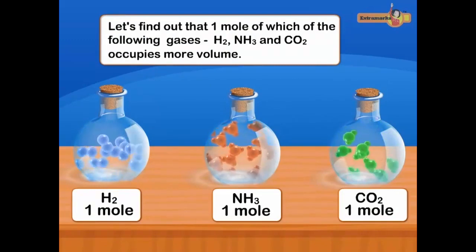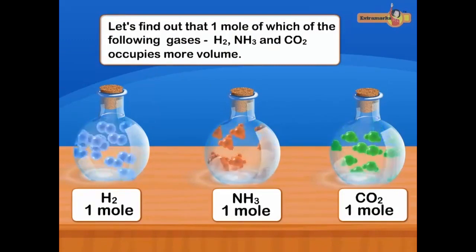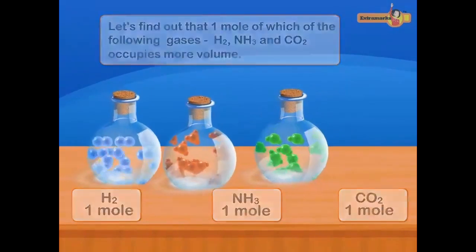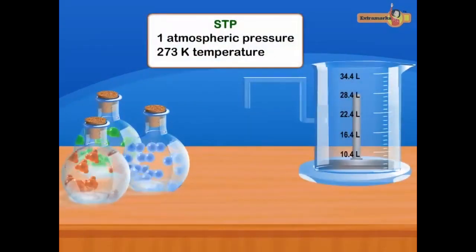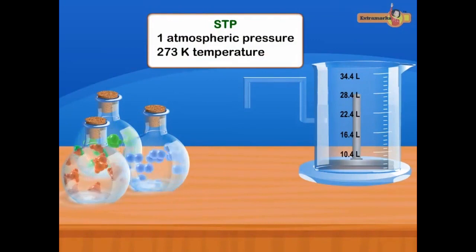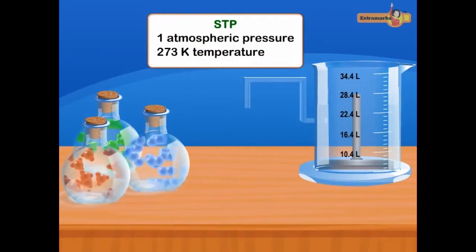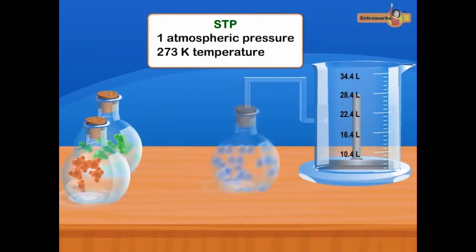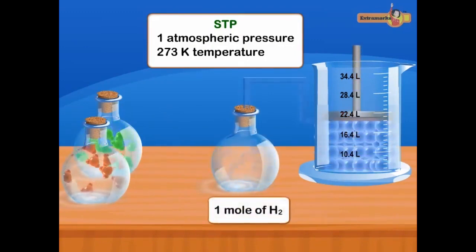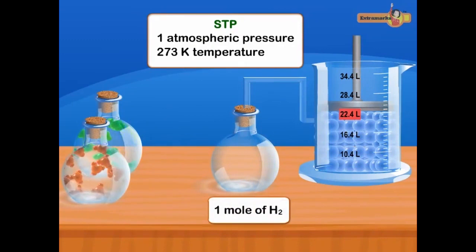Since the volume of a substance changes with temperature and pressure, we measure the volume of all the gases at STP, that is 273 Kelvin and 1 atmospheric pressure. First, we will measure the volume of 1 mole of hydrogen gas. You will observe that it occupies 22.4 liter at STP.